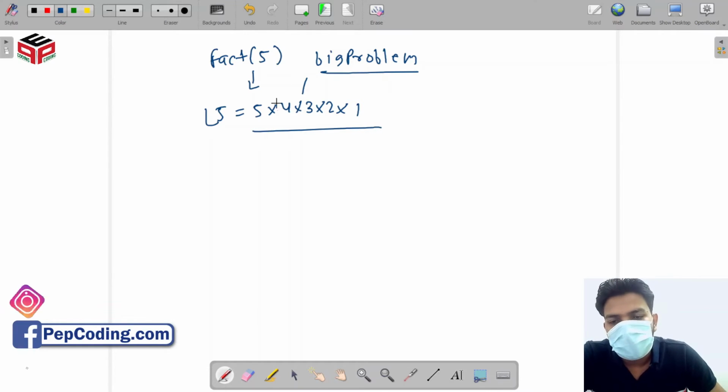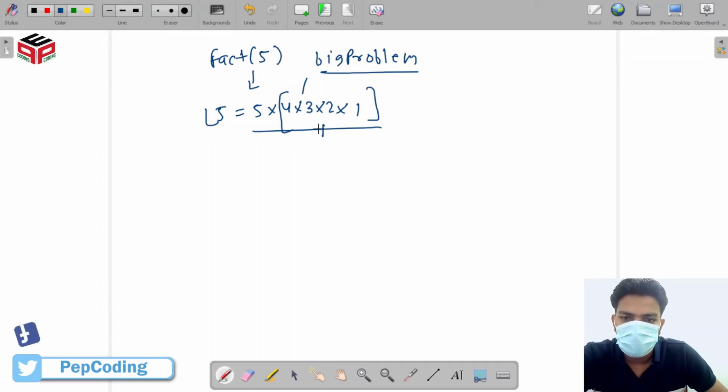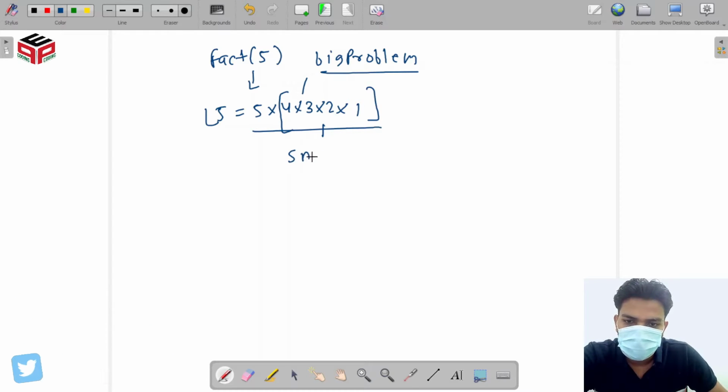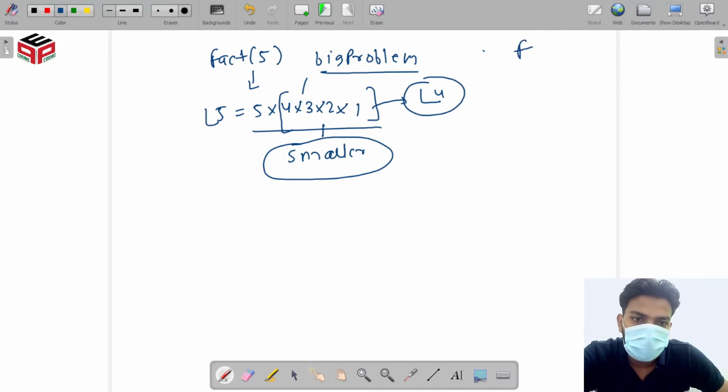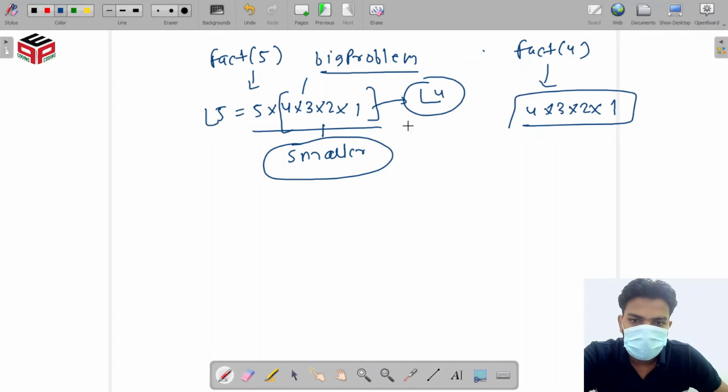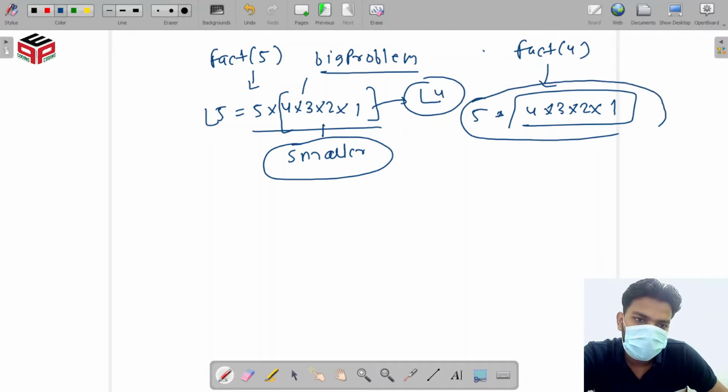And how can we find it? Our faith is our smaller problem. We have faith in the smaller problem, factorial 4, that it will know how to calculate 4 cross 3 cross 2 cross 1. Then we multiply by 5 again, and then we find our expectation.